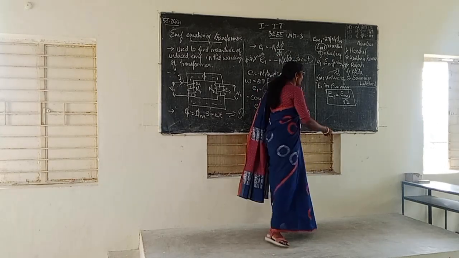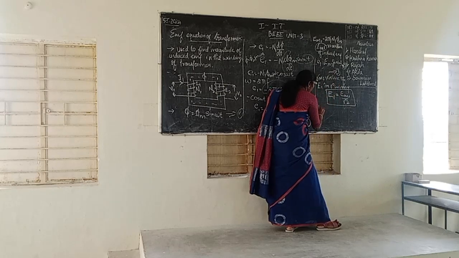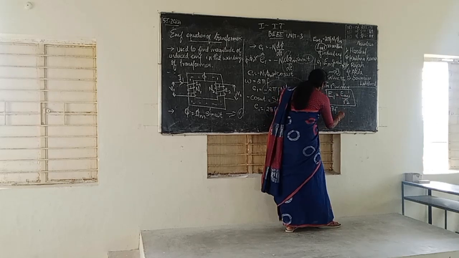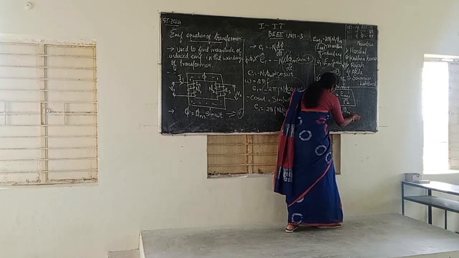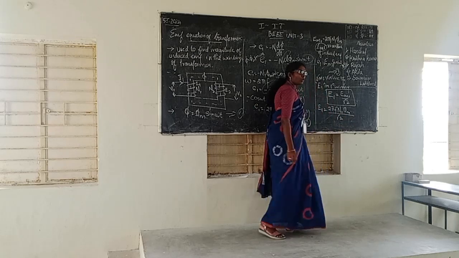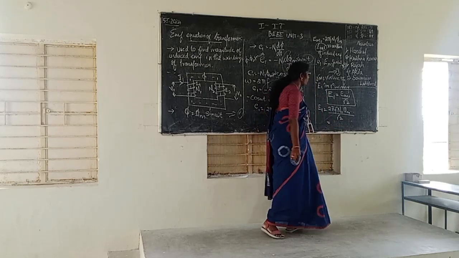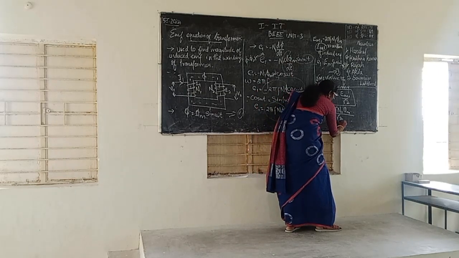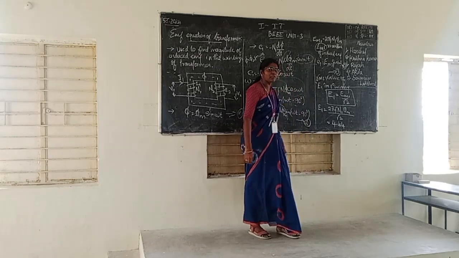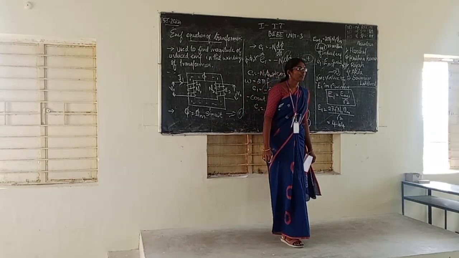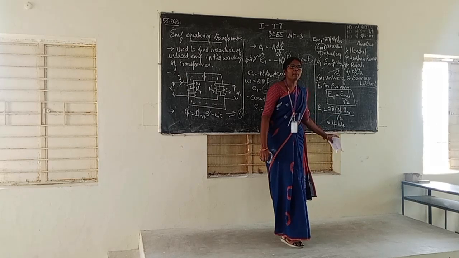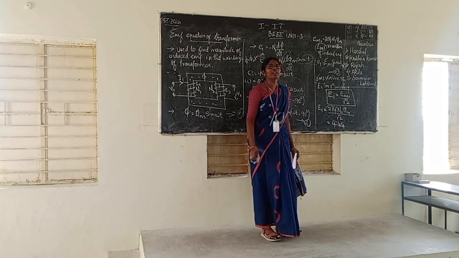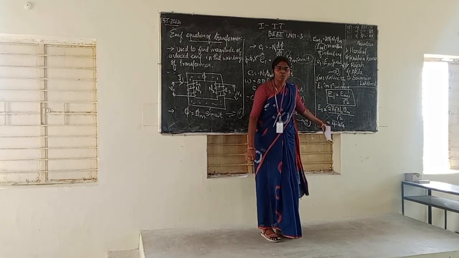Clear? Similarly, if I substitute EM1, E1 is equal to 2 pi f into n1 into phi m divided by root 2. What is the value of 2 pi divided by root 2? The value of pi is 3.14. If I solve this alone, 2 into 3.14 divided by root 2, I will get 4.44.